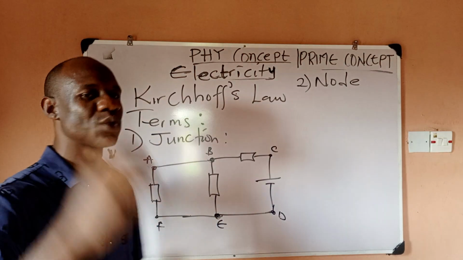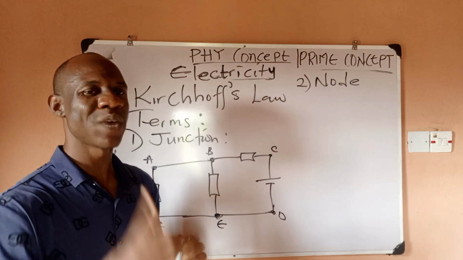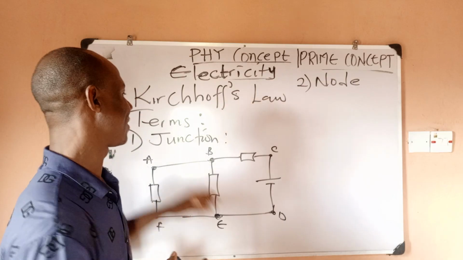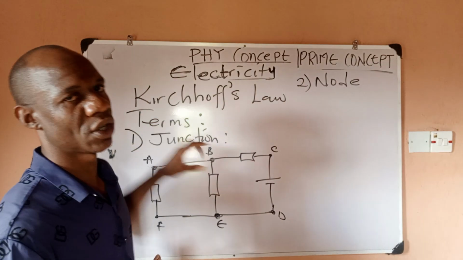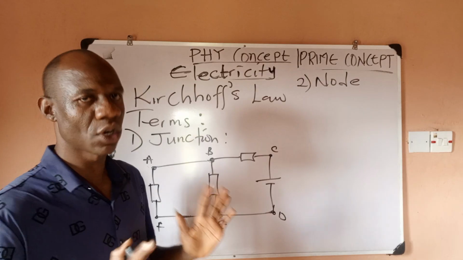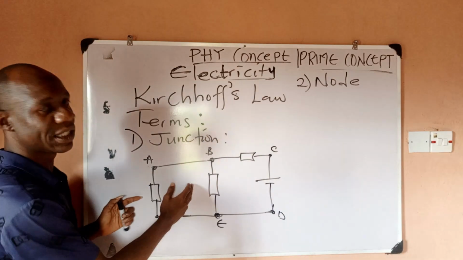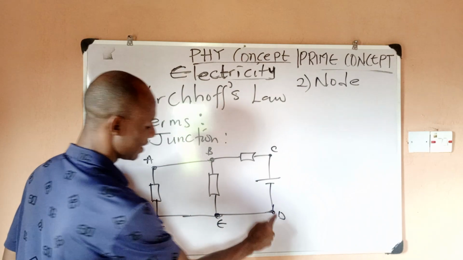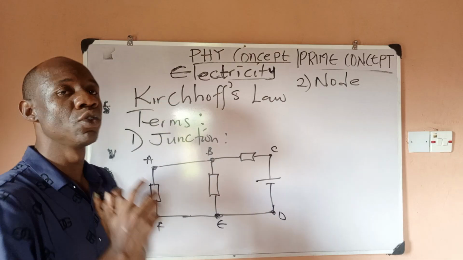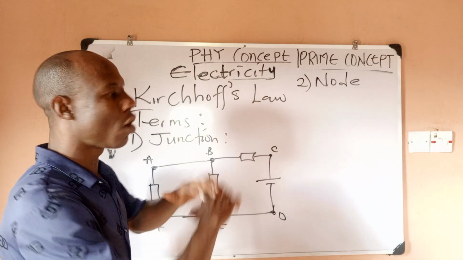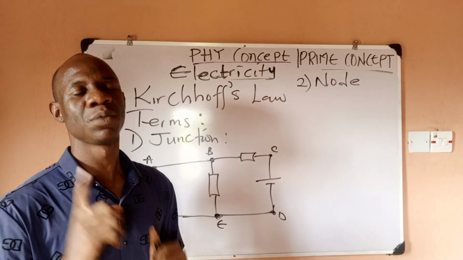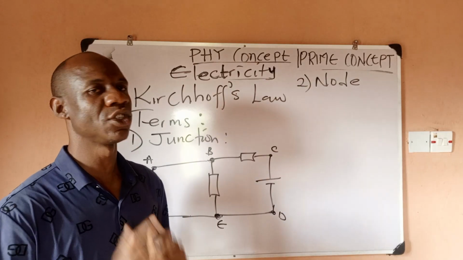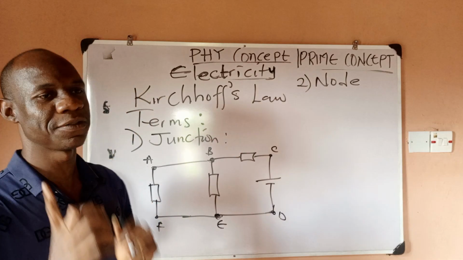This is a node. Now, since we said a node is a point where 2 or more wires meet, it simply connotes that every junction is a node. So if I come back to this circuit, points A, B, C, D, E, and F are all nodes, right? So all junctions qualify to be called a node, but not all nodes qualify to be called a junction. I'm sure that concept is very clear.